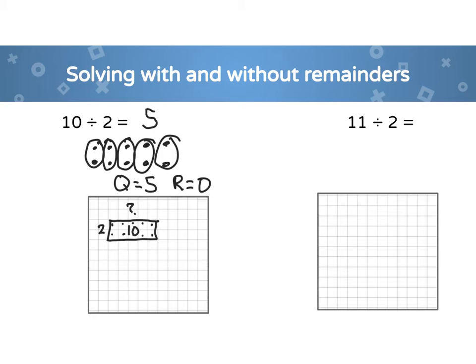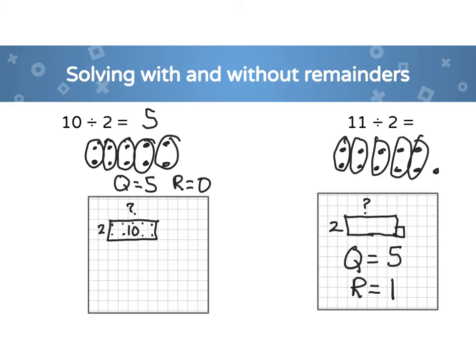We have 1, 2, 3, 4, 5, 6, 7, 8, 9, 10, 11. If we put those into groups of 2, we have 5 groups and we have 1 left over. So then let's show this down here, let's make an area model with this graph paper. So in my area model, I have just one little block left over. That's my remainder.